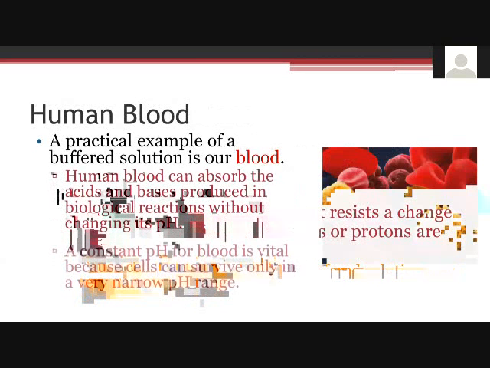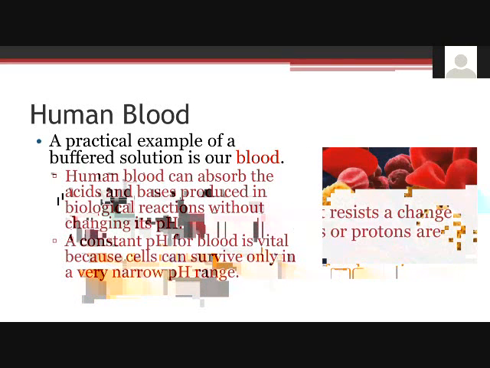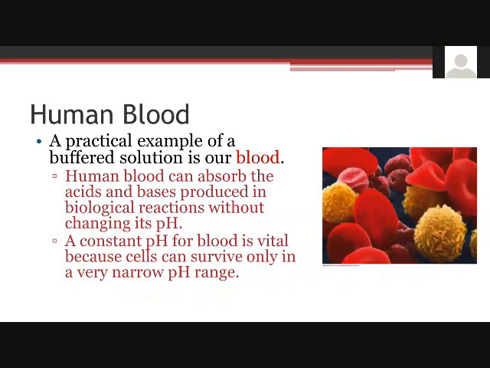A very practical example of a buffered solution is our blood in humans, because our blood can absorb acids and bases that are produced by our biological reactions as our body is processing things without changing pH. It has dissolved substances that help prohibit any changes to pH in our blood. This is important because our cells can only survive within a very narrow pH range. Strong changes or very large differences in pH could potentially be really harmful to your body.